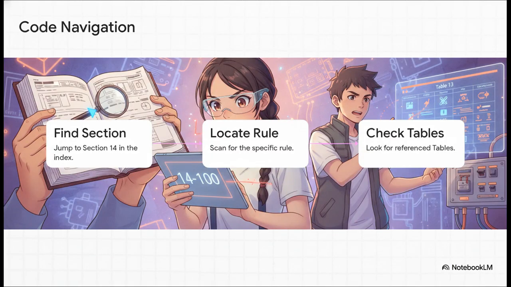Okay, when you're sitting in that exam room with your open codebook, speed is everything, right? You are on the clock, feeling the pressure. So remember this simple sequence. First, use your index or the table of contents to jump straight to Section 14. Second, scan for your specific rule number, say 14-100. And third, and this is a big one, always check if the rule references an Appendix B note or a specific table, like Table 13 for rating overcurrent devices. That is the absolute fastest way to navigate when you're under the gun.